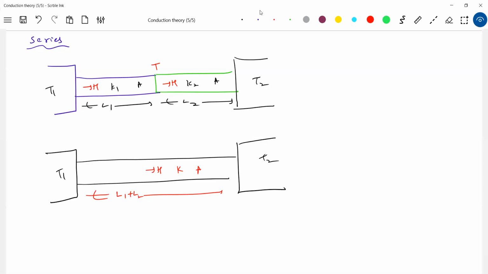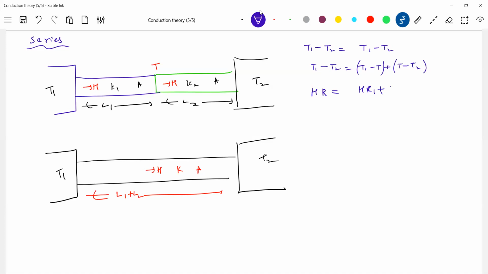So the temperature, let me take that T. So here we can write T1 minus T2 equal to, okay, T1 minus T2 will become H into the resistance R. Go back to Ohm's law: potential difference equals current into resistance. So here, heat current into resistance R. Similarly, looking at this rod, T1 minus T is H into R1, T minus T2 is H into R2. So therefore, R is equal to R1 plus R2.